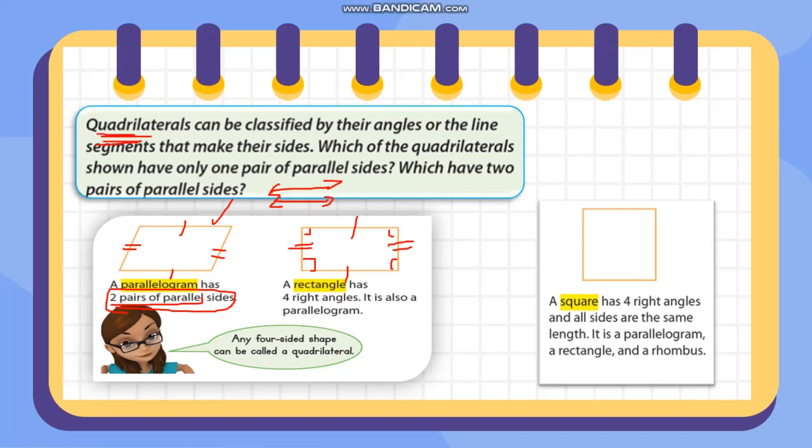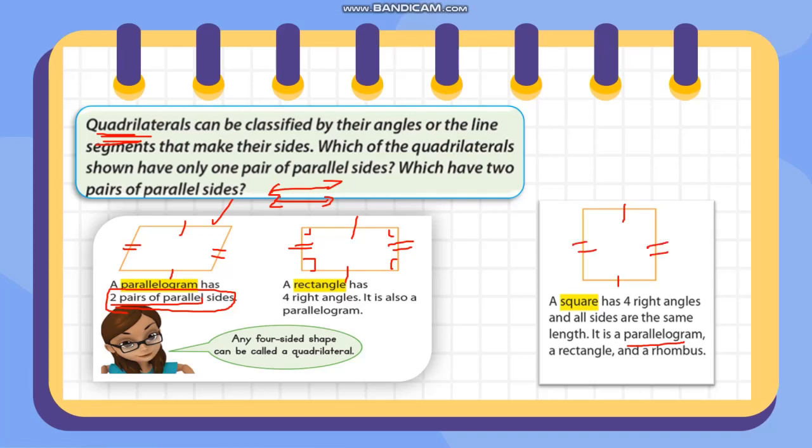Now, square. When we say square, it means it has four right angles just like a rectangle. All sides are the same and it is a parallelogram, rectangle, and rhombus. Why is a square a parallelogram? Because when we say parallelogram, it has two pairs of parallel sides. So this is the first pair of parallel sides, and the second pair of parallel sides.